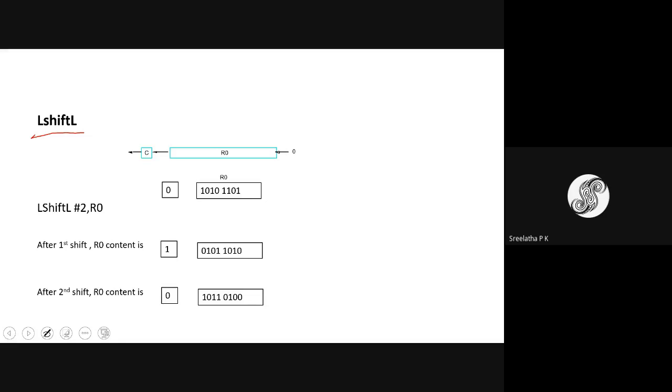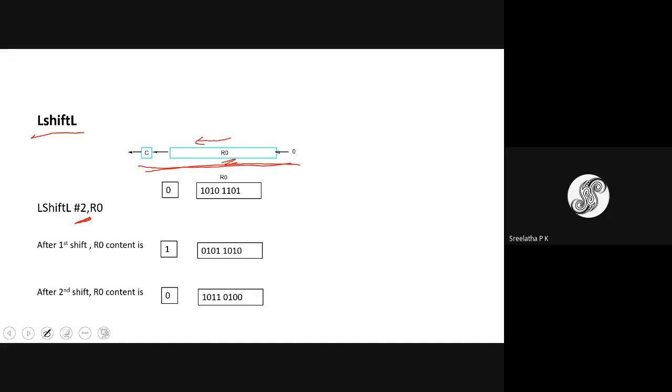So as the diagram shows, the bits of R0 register have to be shifted to the left. Okay, by how much does it have to be shifted? It depends on what the opcode value is. The first operand value, whatever is there, indicates by how many bits the shift should happen.